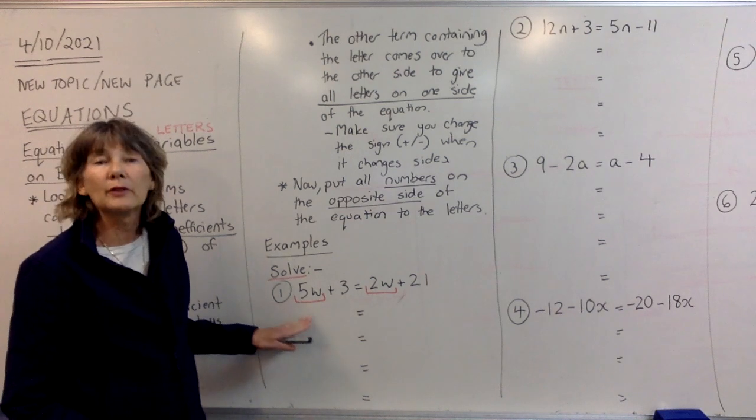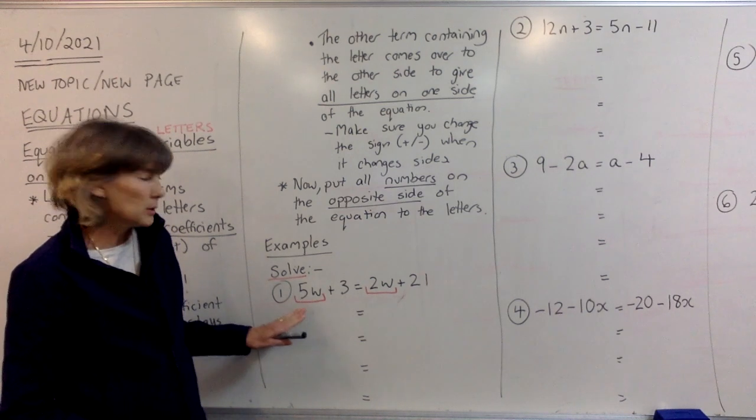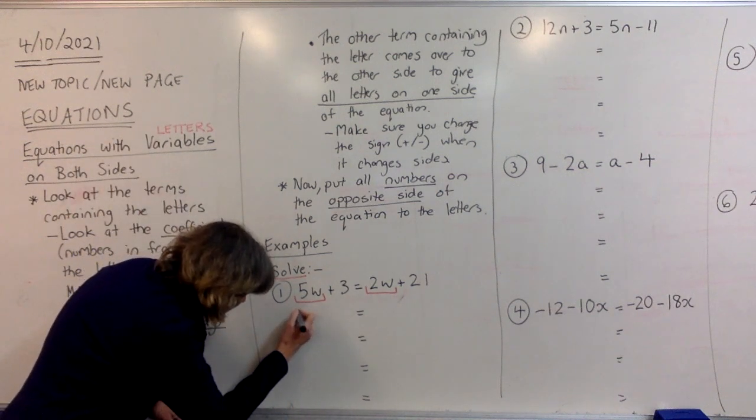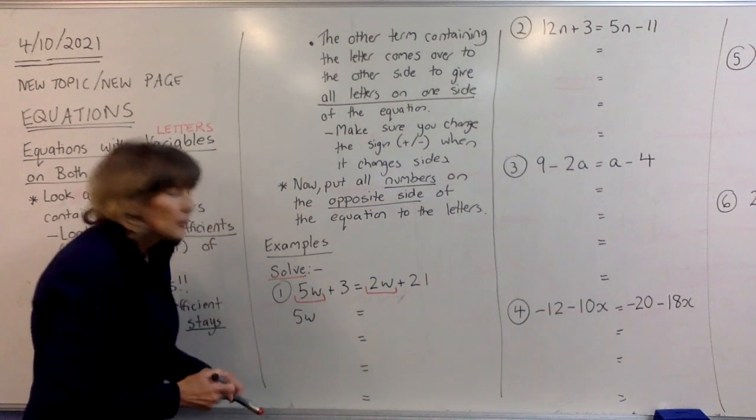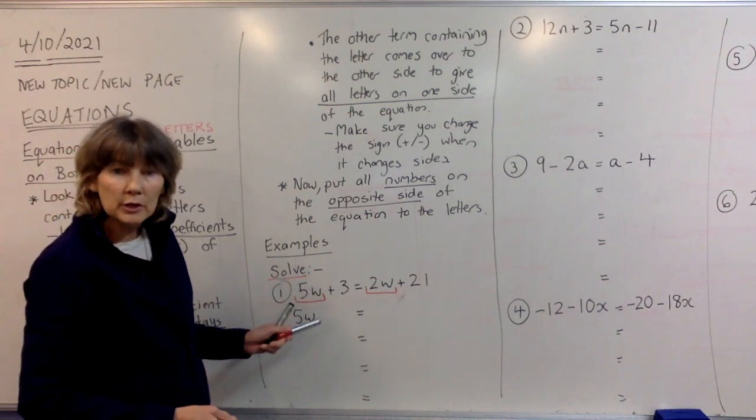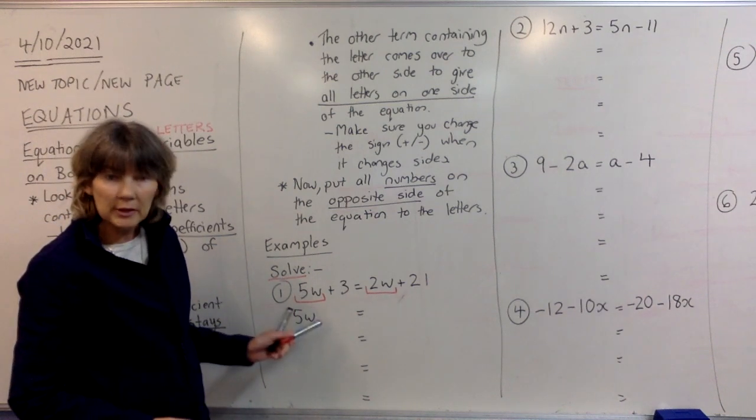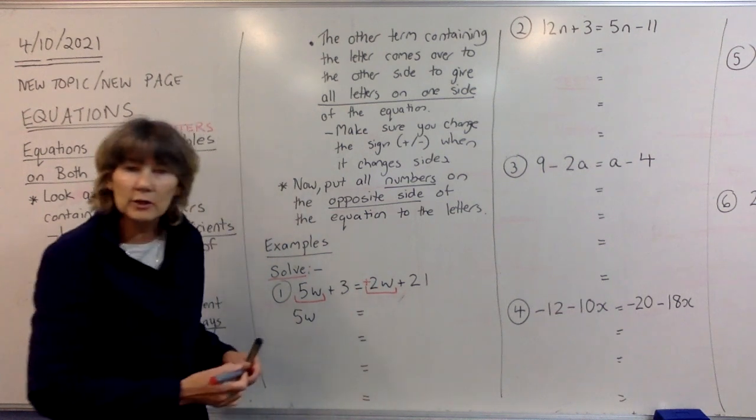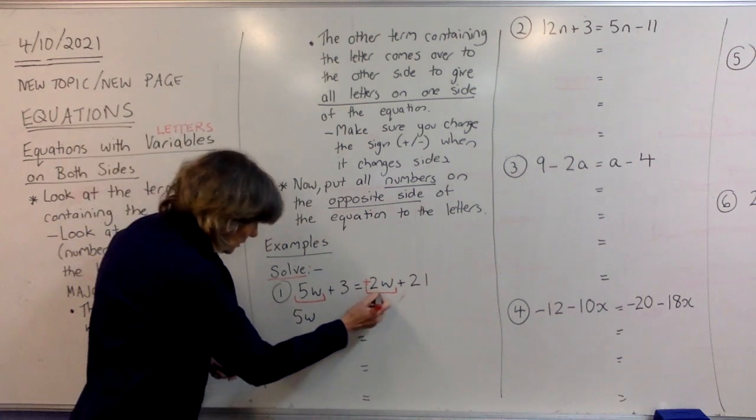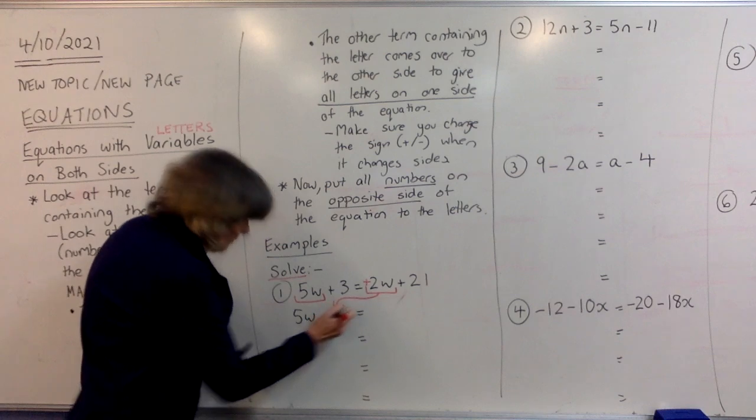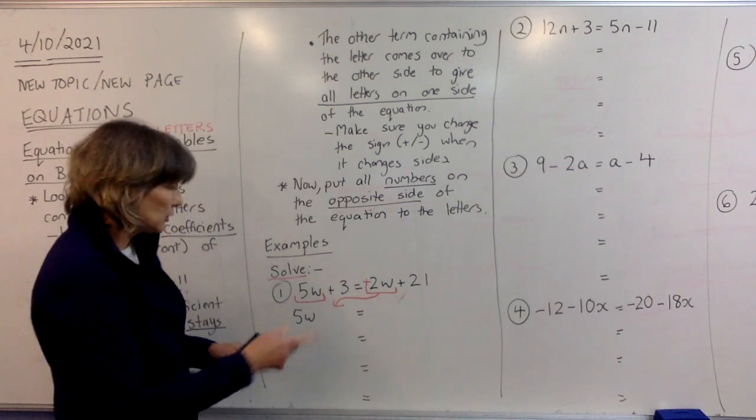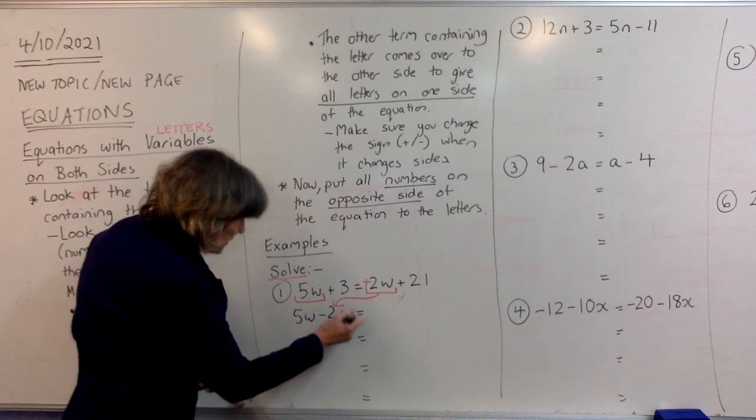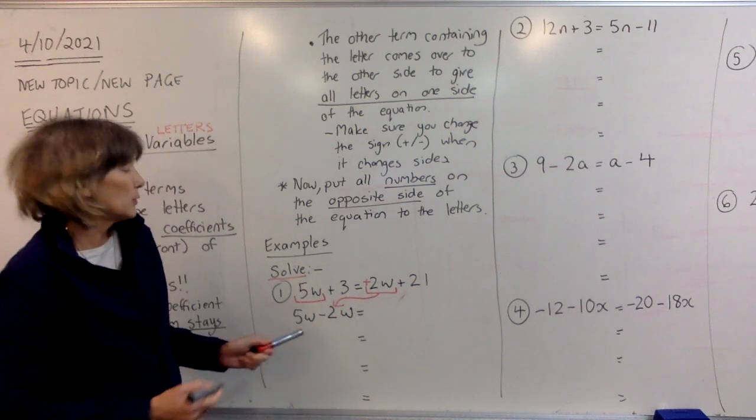So these 5 are going to stay where they are because the 5 is bigger than the 2. So the 5W will stay here. The 2W is going to come across and be over here with the other W's. All right, so we have a plus in front of that term. So when it comes across, we're going to do the opposite sign, which will be minus, and it'll be 2W. So that term is now over joining the other W's.